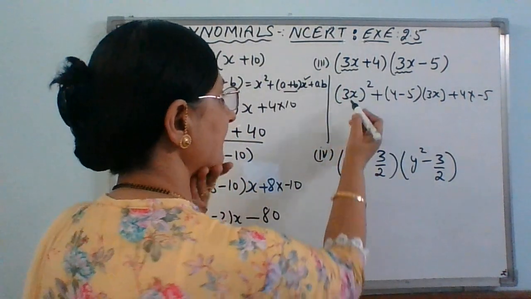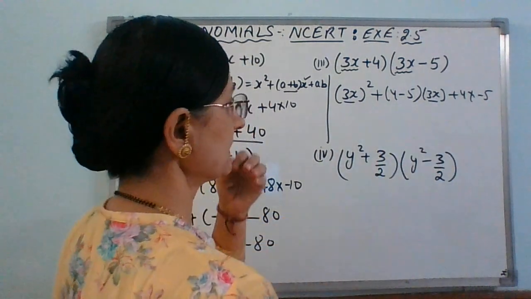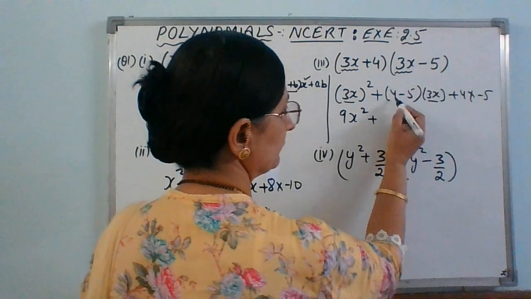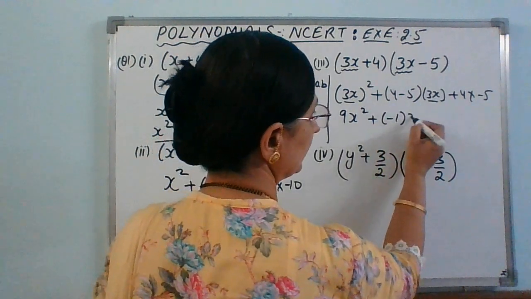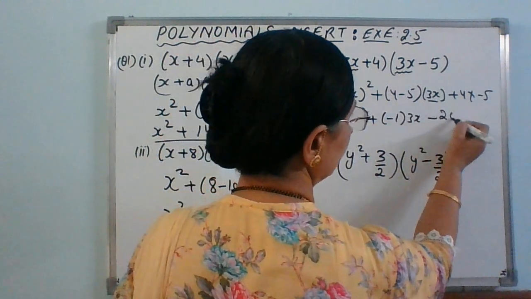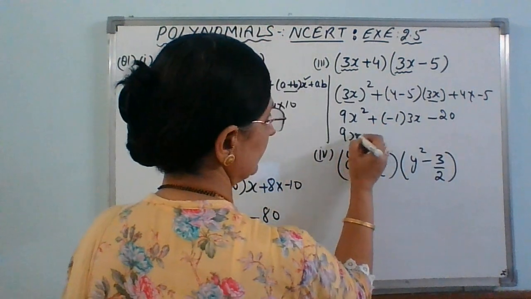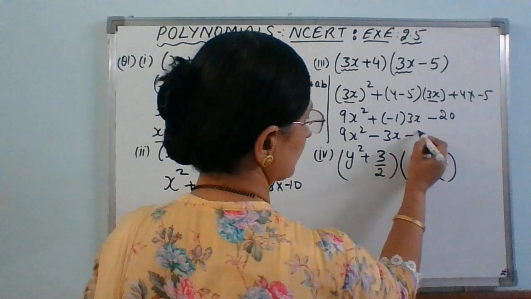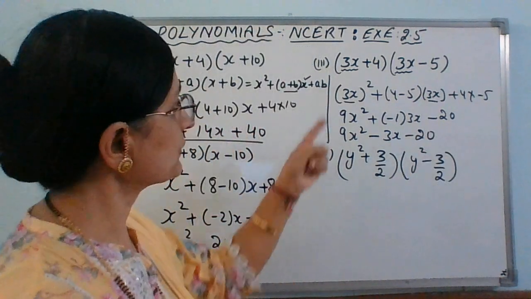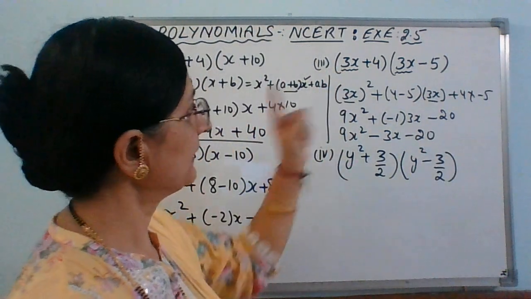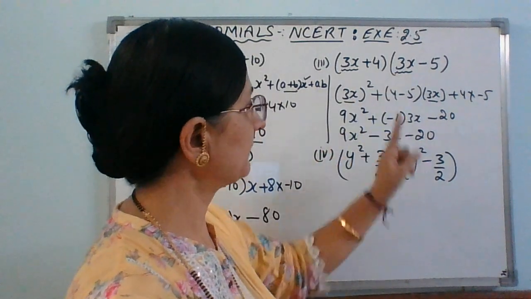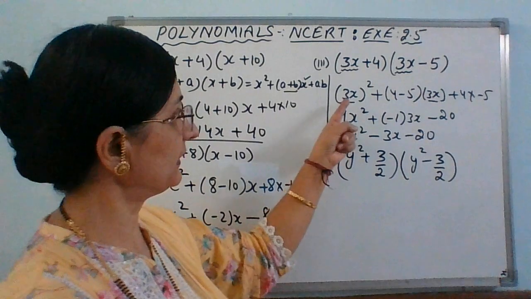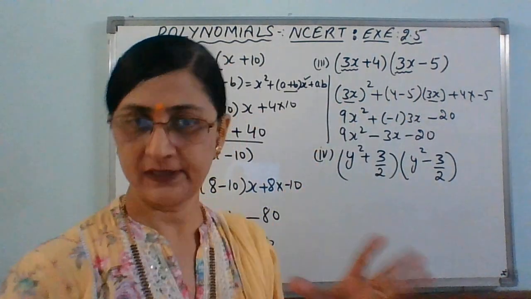In place of x, I have substituted 3x. So 3 times 3 is 9x square. Here 4 minus 5 is minus 1 into 3x. Here 5 times 4 is 20, and positive, negative, negative. So 9x square, finally minus 3x minus 20. So I have squared that, 3x square becomes 9x square. Then minus 1 multiplied by 3x, because here in place of x we have 3x. So wherever x is there, we will put 3x, right?